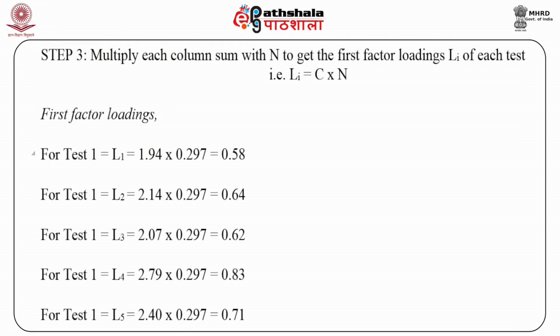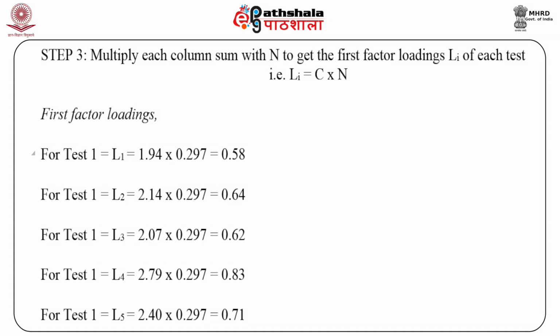Step 3. Now we multiply each column sum with n to get the first factor loadings Li of each test. That is, mathematically, Li is equal to capital C multiplied by n. For test 1, the factor loading L1 is equal to 1.94 multiplied by 0.297, which is equal to 0.58.